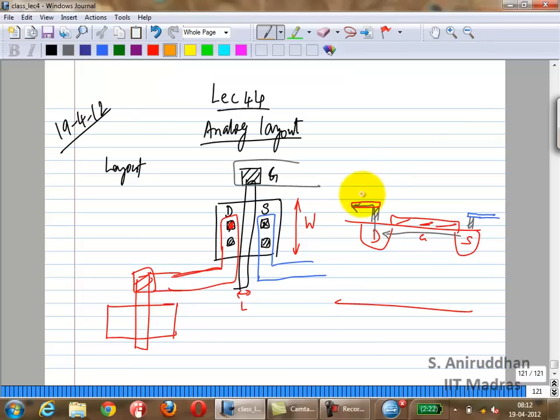Let me draw it in green. You could have something like this. This would be M2 and this would be M1. Correct? Is that clear? So I have just shown a second metal layer with a via in between. This is a contact. Okay?